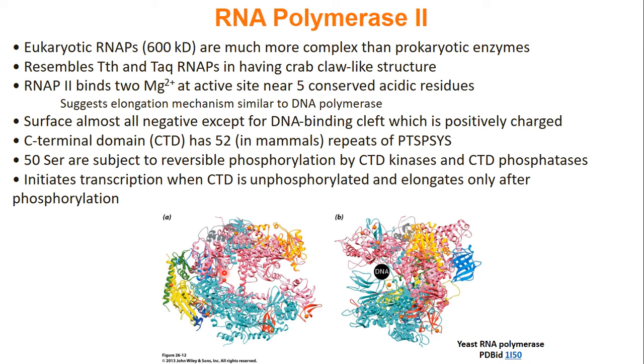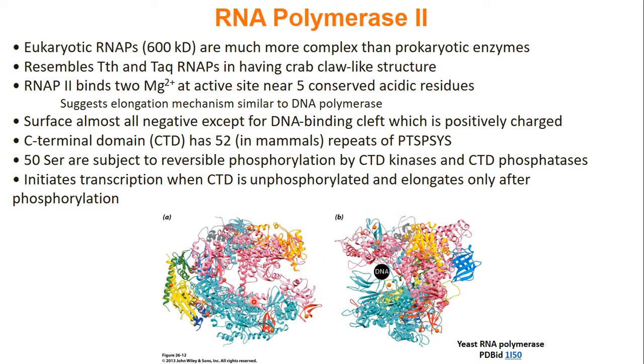Now, RNAP2, we have two magnesiums that are right near 5 conserved acidic or negatively charged residues. And this tells us that we're going to have a mechanism similar to what we saw in our DNA polymerase. Now, the surface of this protein is mostly negative, except where we bind the DNA, which is positive. And we talked about this when we were talking about the prokaryotic RNA polymerase as well.